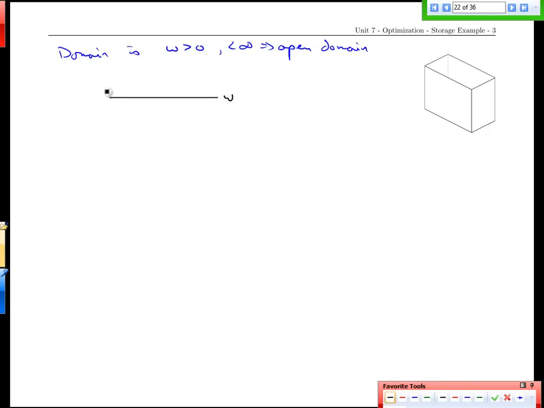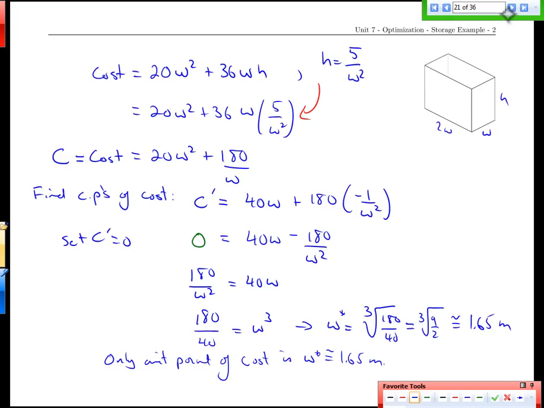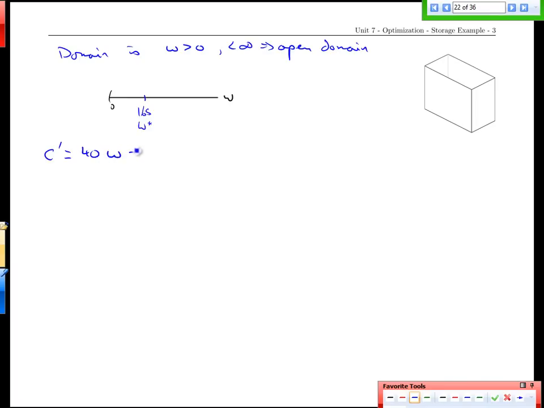So we have W, we have 0 here, we have the magic point, the critical point, 1.65, or W star here, and we had C prime, which was 40W minus 180 over W squared. In that scenario, as W gets bigger and bigger, this fraction gets smaller and smaller. So we're left with 40 times bigger numbers, all positive. So we're going to end up with a positive derivative here. If we want to do a sign of C prime chart here, we're going to get positive values here.